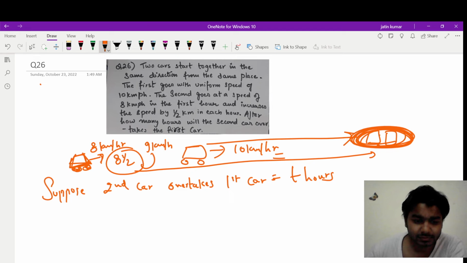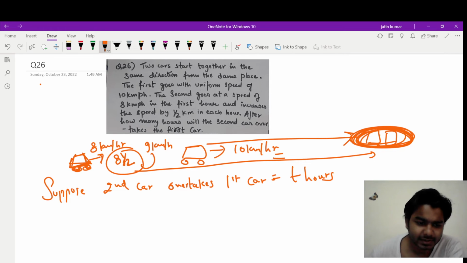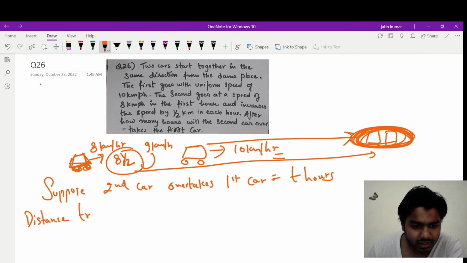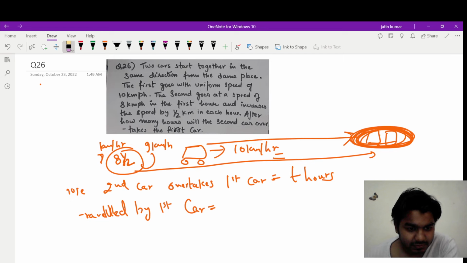so the distance traveled by both the cars will be the same, right, because the second car is increasing its speed by 1 by 2 km every hour, so the second car is fast and the first car is going with a constant speed, so distance traveled by first car is start in the same direction from the same place. Okay, sorry, one mistake I have committed, sorry.